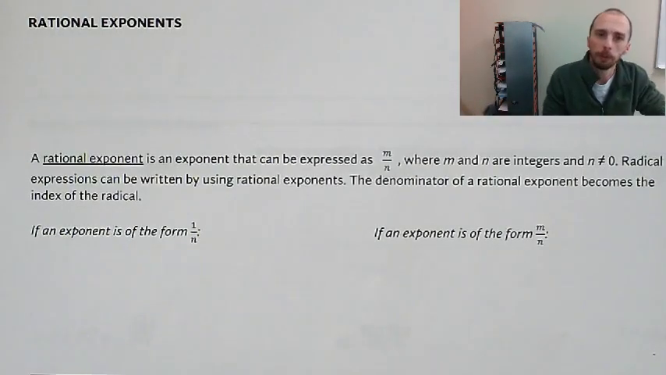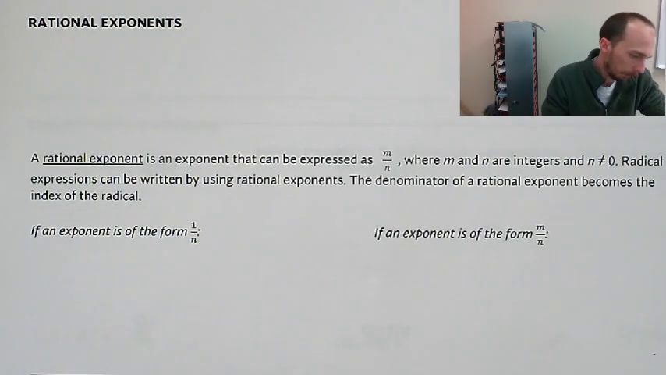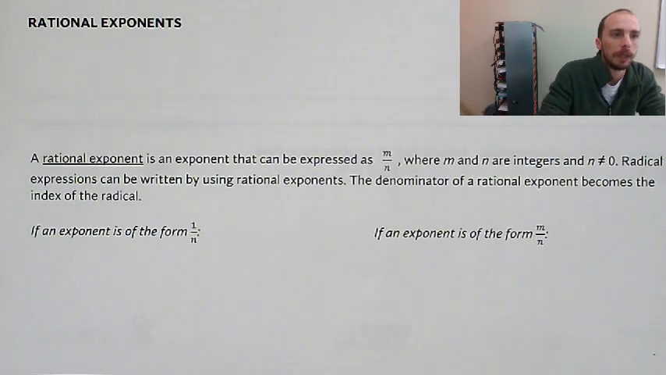All right, so we've talked about rational numbers in this class, and so rational exponents are just going to be exponents that are rational numbers. A rational number is what you might think of as a fraction. A rational exponent is an exponent that can be expressed as m divided by n, where m and n are integers and n is not 0. We can write any radical expression as an exponential expression, just having a fraction exponent.